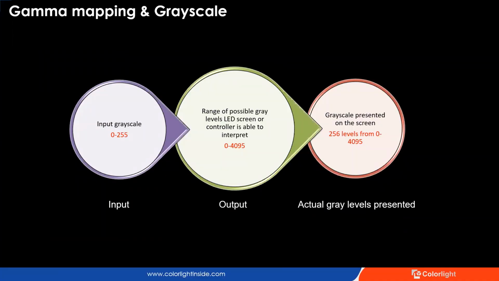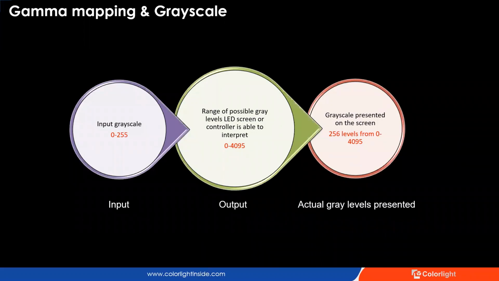Video input grayscale determines the maximum number of gray levels that can be represented in the image on the screen. Video input grayscale is also referred to as color depth, which is measured in bits. 8-bit equals 255 gray levels, and 10-bit equals 1023 gray levels. Video input gray level is usually 8-bit or 10-bit. 12-bit is still very rare in the market today.